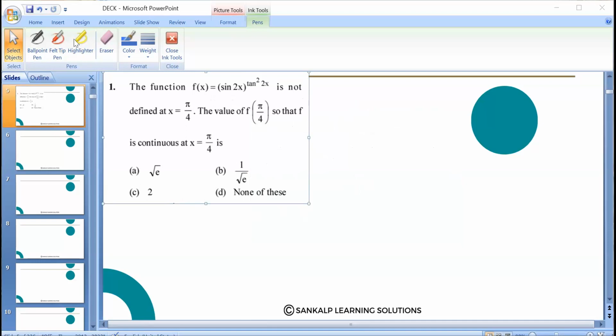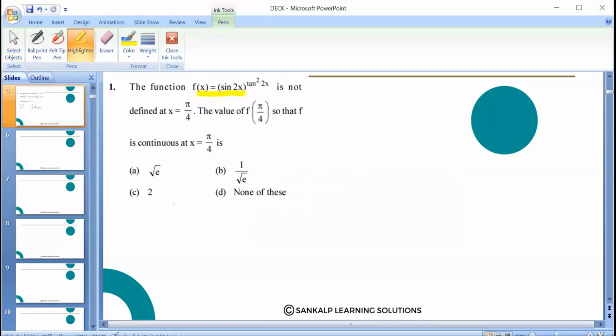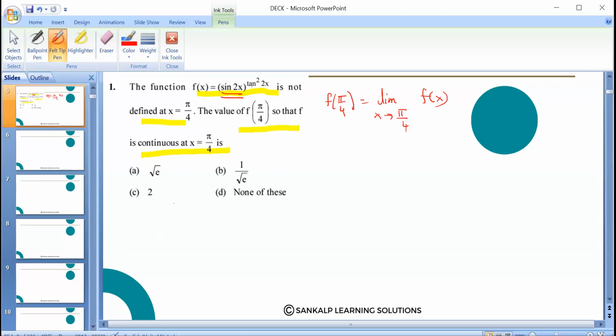As per the question, the function sine 2x whole power tan square 2x is not defined at x equal to pi by 4. The value of f of pi by 4 so that f is continuous at x equal to pi by 4 is? So for f of pi by 4 to be continuous, it should be the limit of f of x as x approaches pi by 4. In f of x, the base has 2x and the power has 2x.